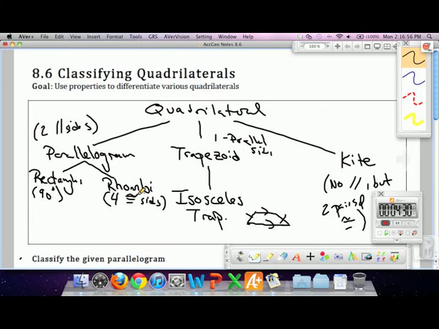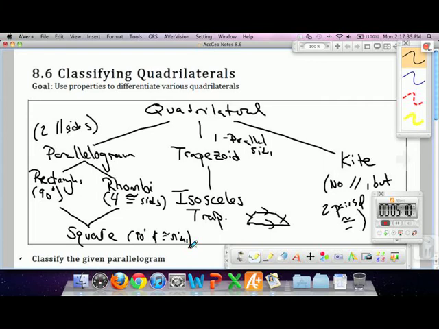And then we said if you combine forces here and get both a rectangle and a rhombus, then if you put those things together, you make yourself a square. A square is both a rectangle and a rhombus. It has 90-degree angles, and it has 4 congruent sides. That thing is called a square. And this is our basic family of quadrilaterals.